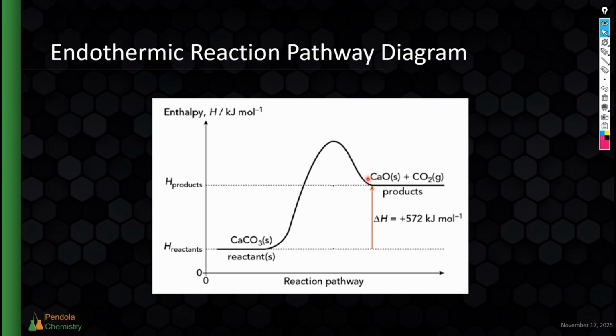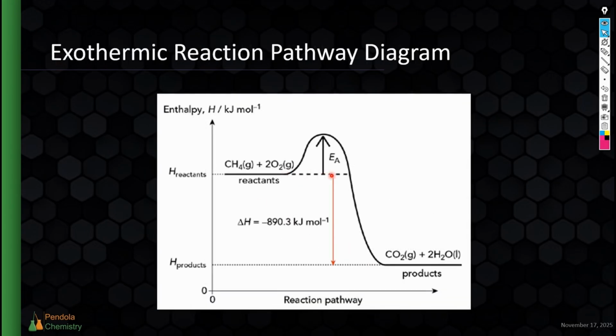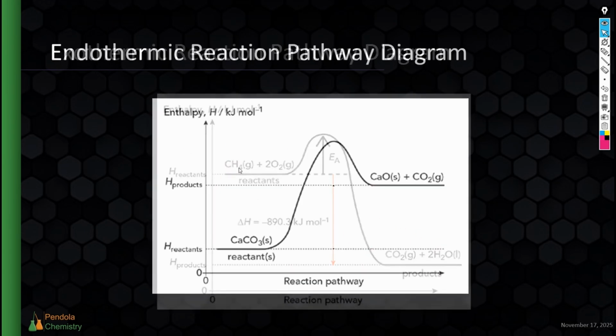If the arrow points up, that positive enthalpy change means that we have an endothermic reaction. If the arrow points down from the reactants to the products, that means the enthalpy change is negative, meaning the reaction is exothermic because the products are lower in energy than the reactants.